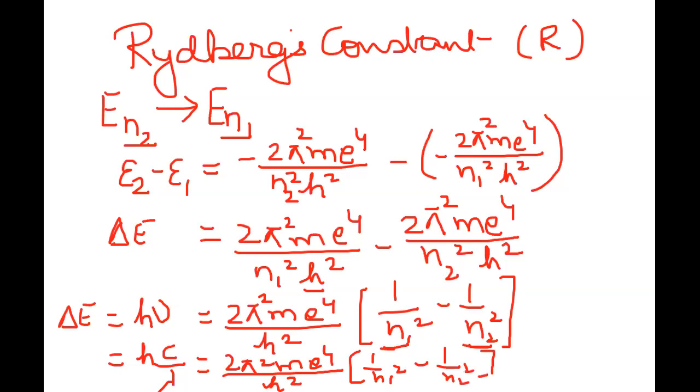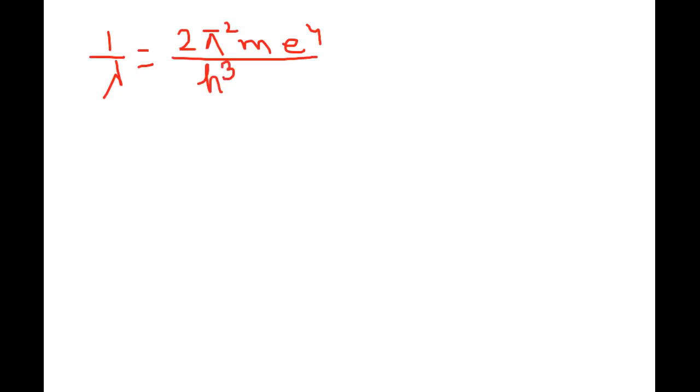Now let's go to the next page, because on the next page I can't write below this. In this case I can also write h c by lambda, since I want to find out the wavelength. So I can write 1 by lambda is equal to 2 pi square m e4 divided by h cube c. Remember, h square was already there, so another h from here is coming, and c, the velocity of light, I am taking here.